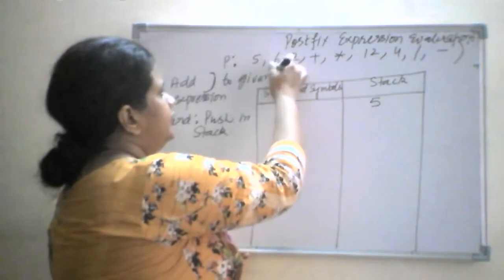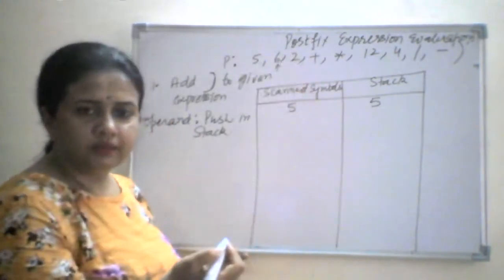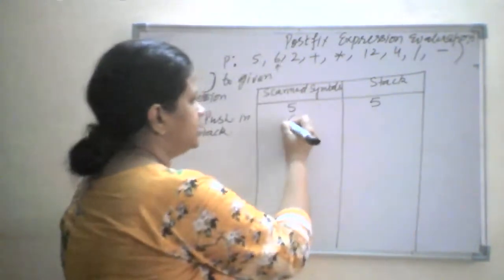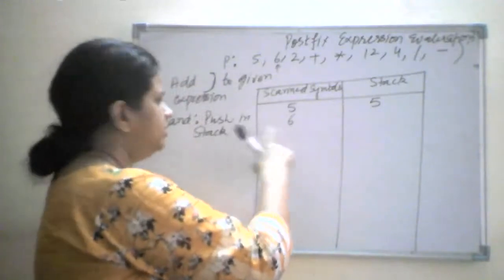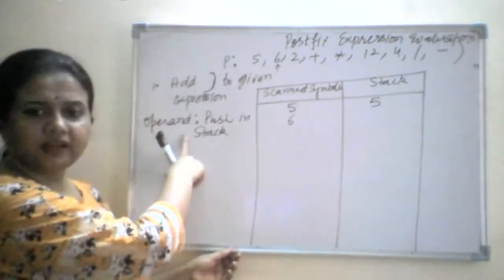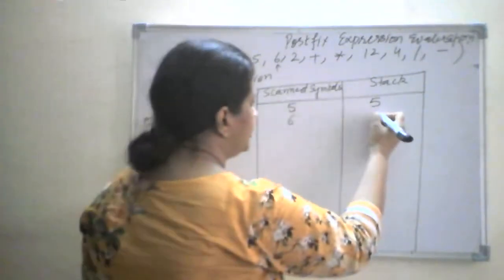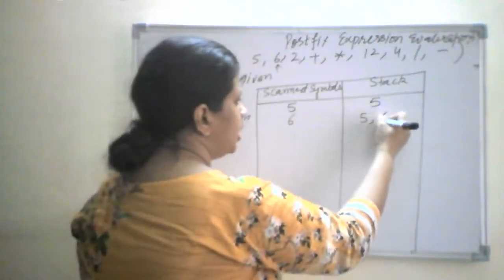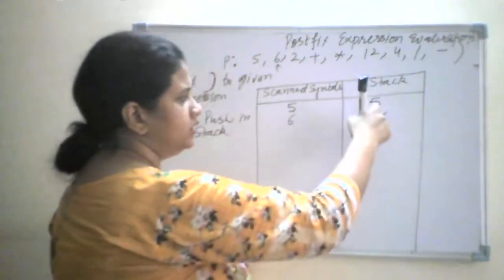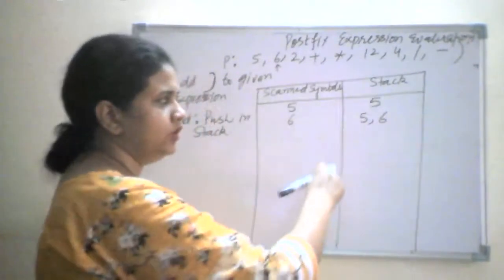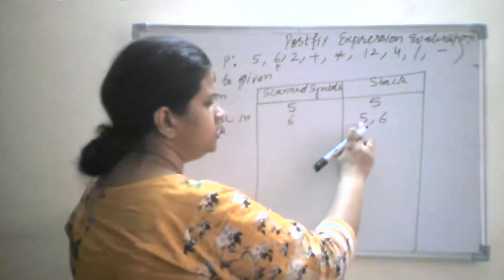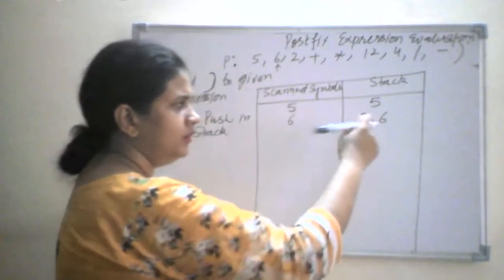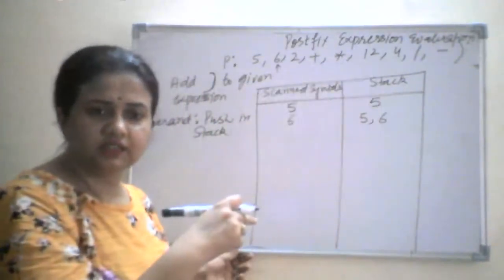Now after that you will scan the second element. The second element is 6. It will be kept here because it is again an operand. So we will again push that in the stack. But in the stack now I will not only write 6 but I will write 5 also. So 5 comma 6 means that 5 is the first element which was inserted in the stack.